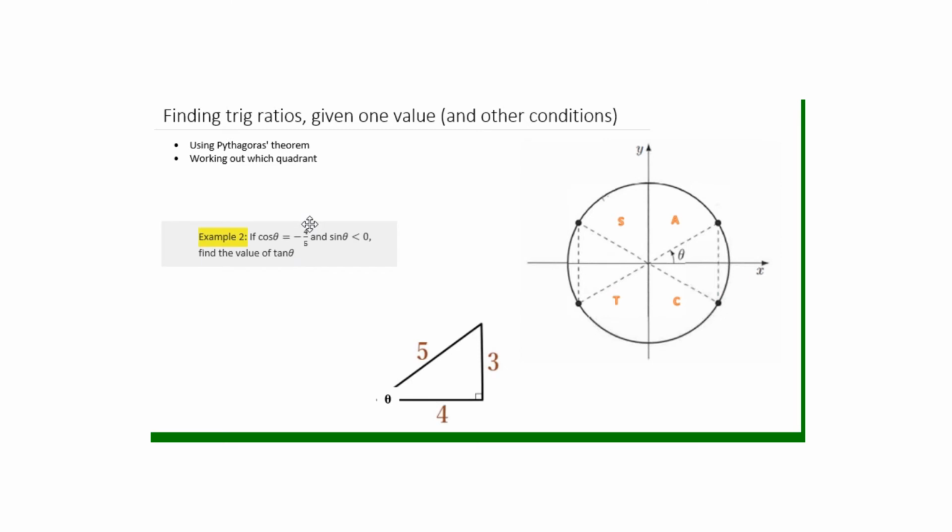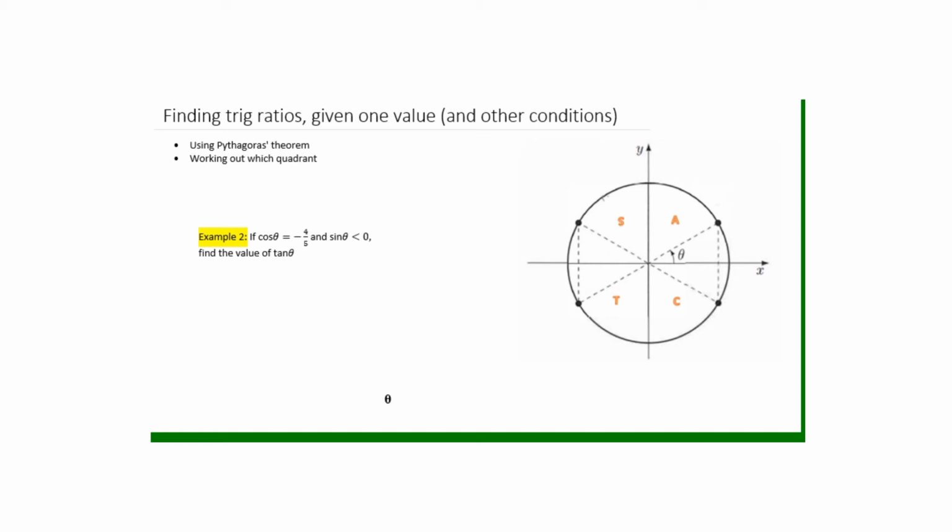So example number 2 here. If cos is negative 4/5 and sine is also negative, which is a condition that we will consider later to work out which quadrant, find the value of tan theta.